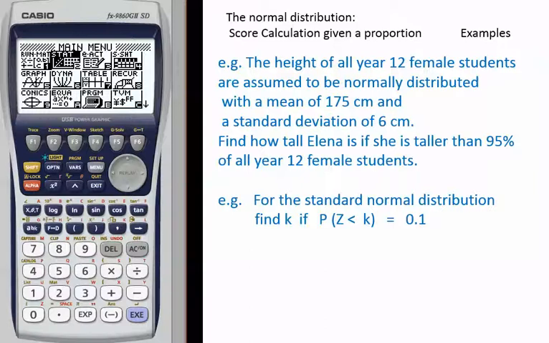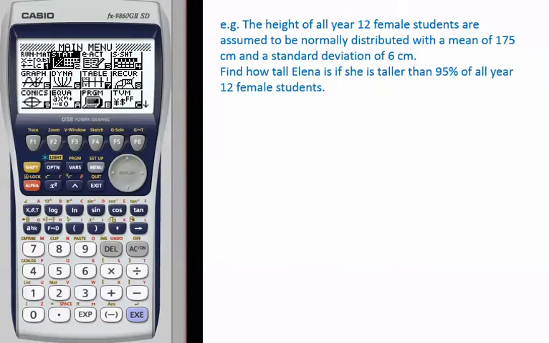Now, the second example seems very impractical. It doesn't seem to have much use, but it is actually a very important concept for understanding a lot of probability questions to do with the normal distribution. We need to find k if the probability that z is less than k is 0.1. So let's look at each of these examples in turn.